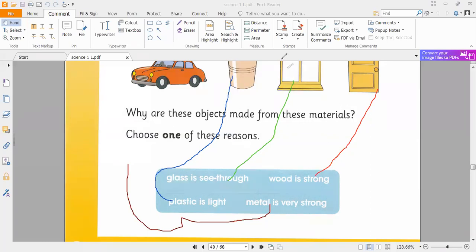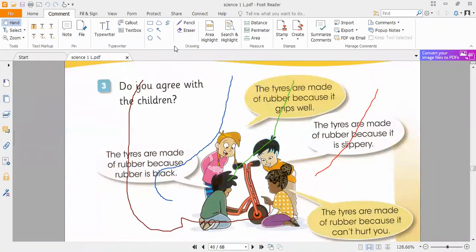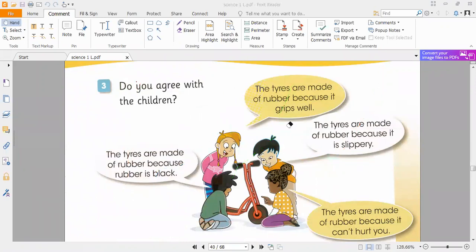Okay, moving on to the next page to complete the questions. Page number 41. Question number 3. Do you agree with the children? Here are 4 students, or you can say children. They are giving their different opinions about tires. So we are going to read them one by one and then decide who we agree with.